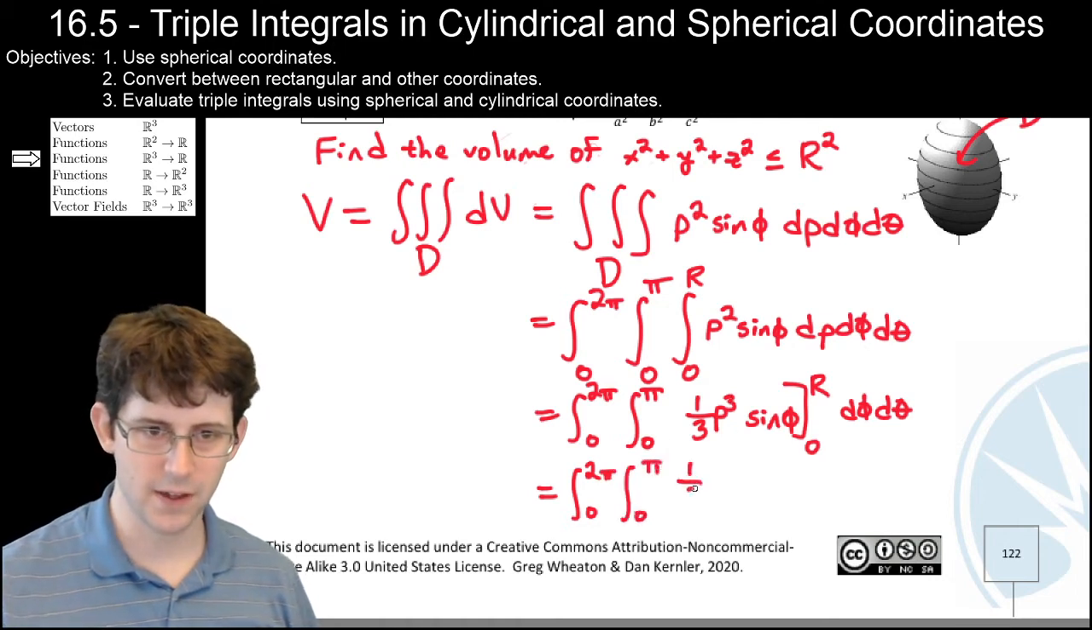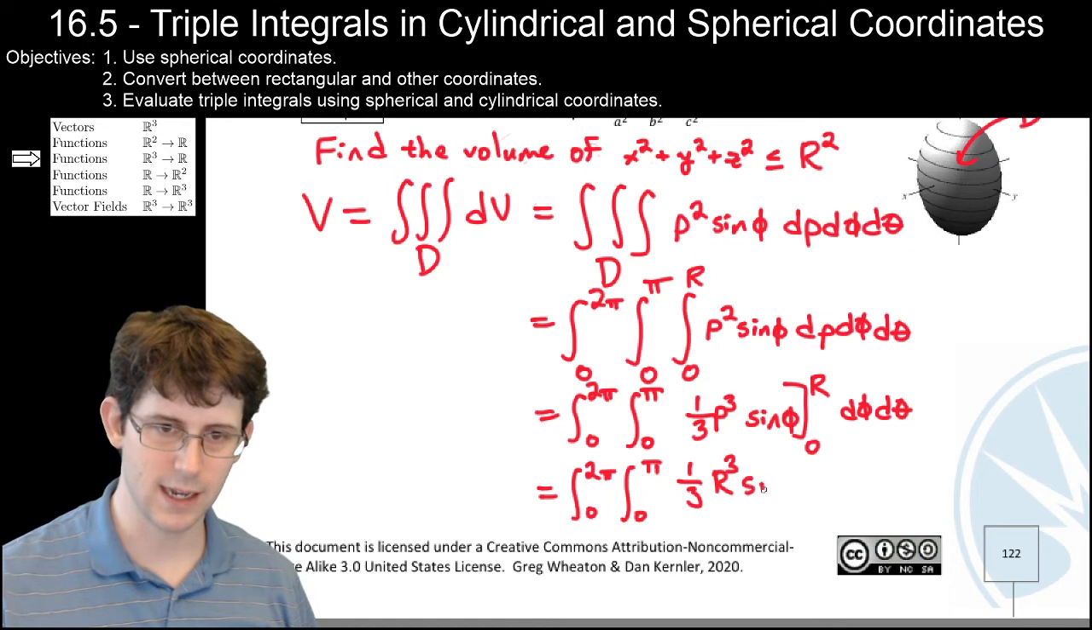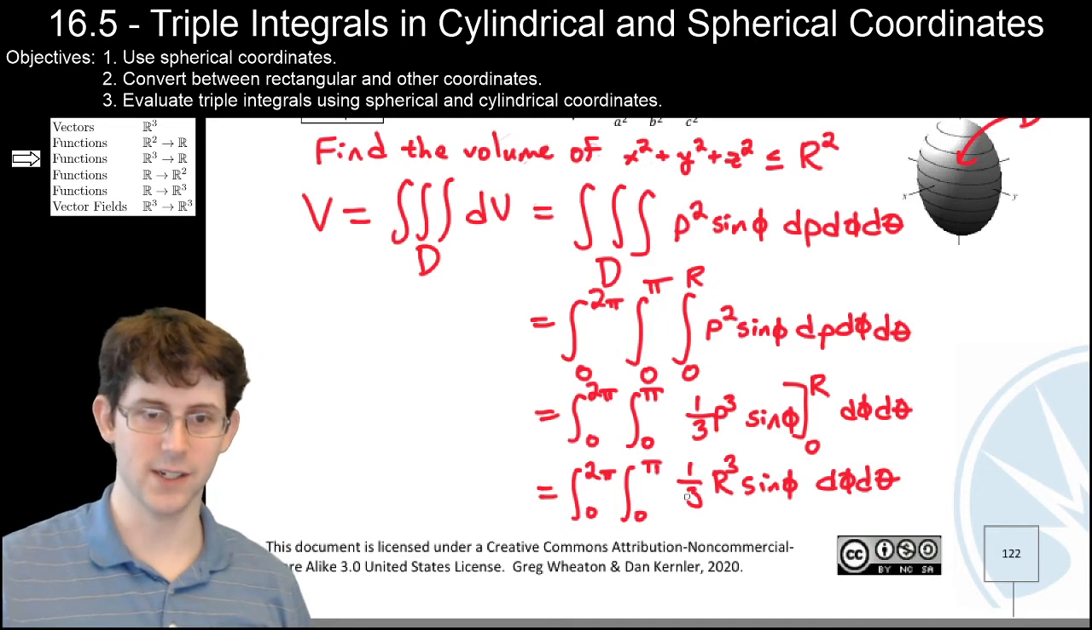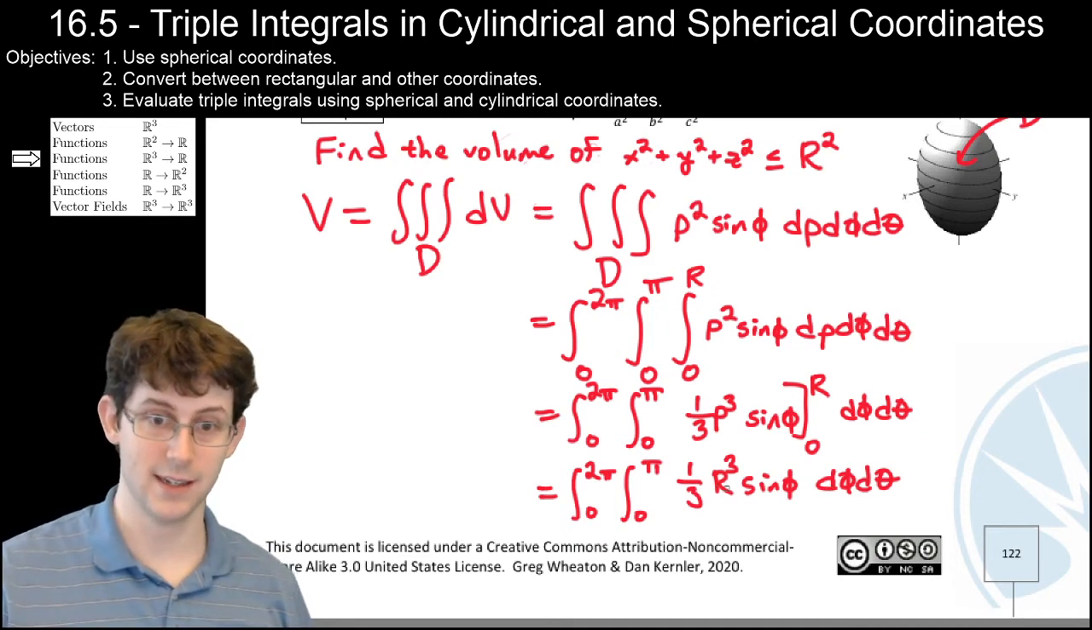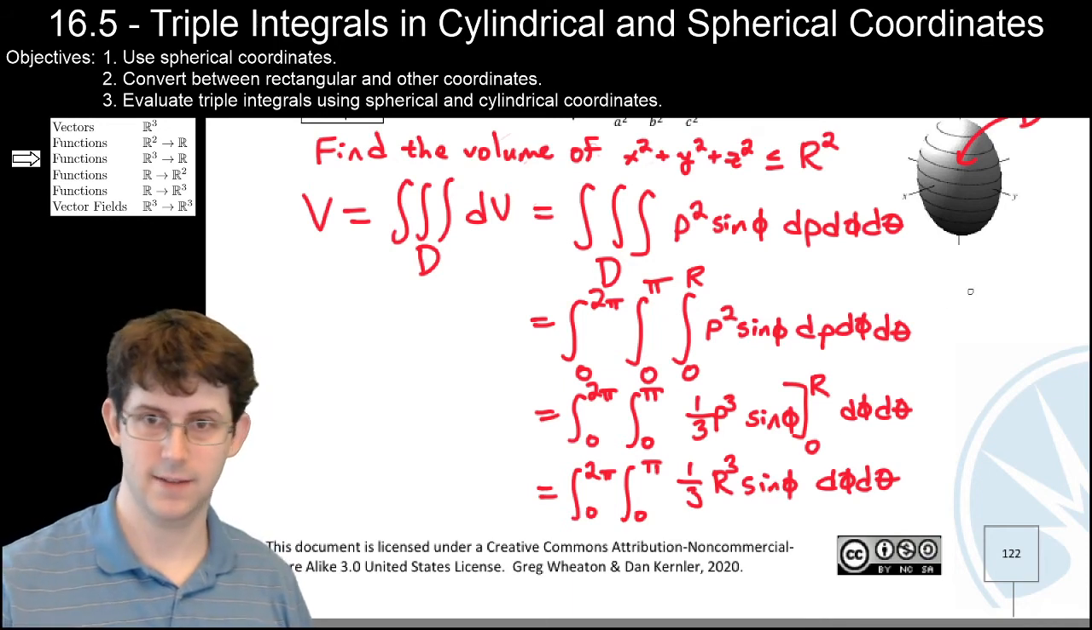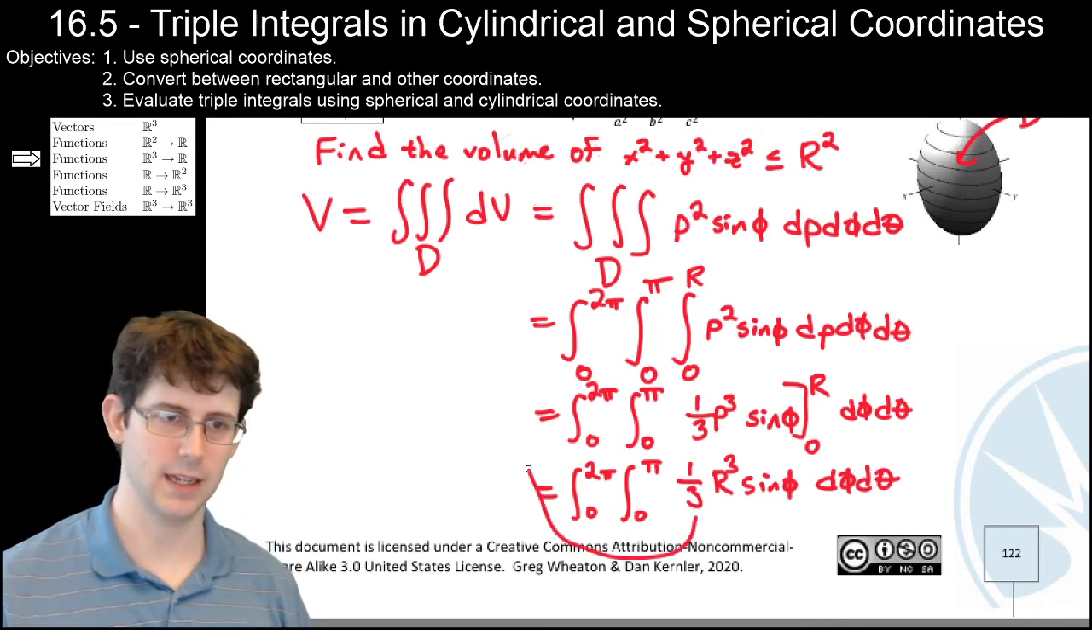So I get 1/3 r cubed sine phi, d phi d theta. Now I can do the phi integral. 1/3 r cubed is a constant. The integral of sine phi is minus cosine phi. Not sure where to go. I guess we'll go over here. Poor planning on my part.